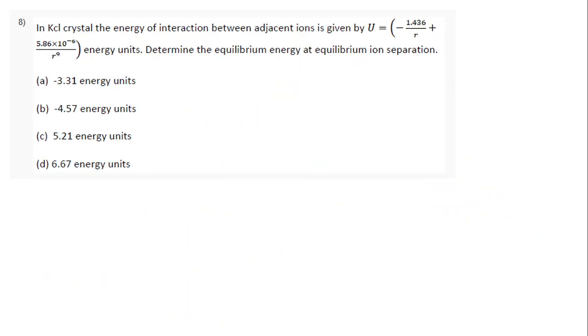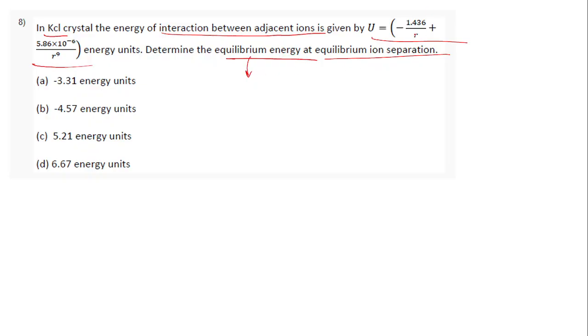In a similar way, I think we have a few more questions, more specific this time. Here the question is: KCl crystal, energy of interaction between adjacent ions. Now we know the A and B constants here because it's for a particular KCl molecule. So the interaction energy between adjacent ions can be given by this expression, and we have to determine the equilibrium energy at equilibrium ion separation. So we have to find the energy.